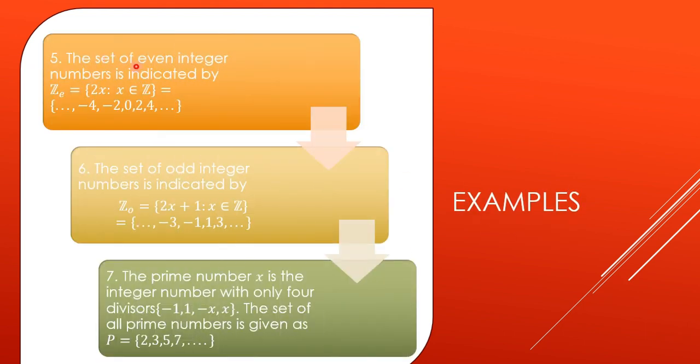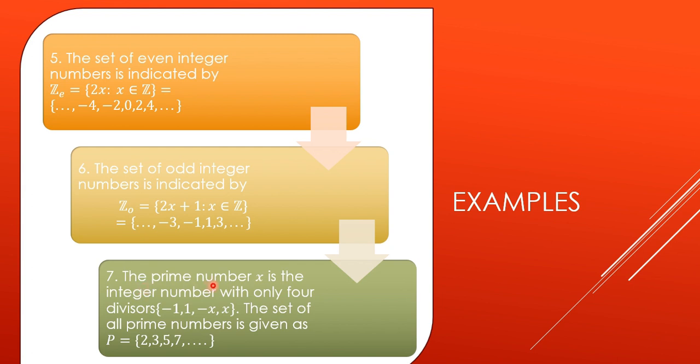Additional examples. Number 5, the set of even integer numbers is indicated by Z sub e, equals 2x such that x is an integer. Number 6, the set of odd integer numbers is indicated by Z sub o, equals 2x plus 1 such that x belongs to Z.